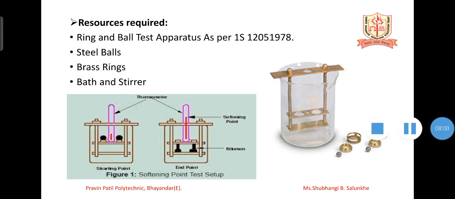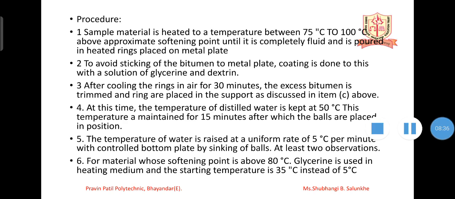The resource we require for performing this practical is a ring and ball apparatus as per IS 1205 1978. Okay, so this is an IS apparatus. According to this IS, we are using this ring and ball apparatus. In that we require steel balls, a brass ring, and a bath and a stirrer. So this is your ring and ball apparatus, as you can see in the diagram, that we are using for this experiment.